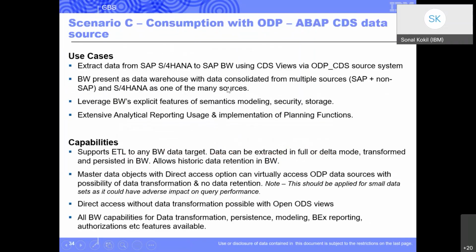BW is presented as a data warehouse with data consolidated from multiple sources and S4 as one of the many sources. So this is what we talked about some time back, right? You have to get the S4 data and you have to get non-SAP data also. In that case, anyway, we have to use the BW system. In such scenarios, this option will be very helpful. And if you want to use all the reporting features, master data concept and everything, this option would be good.